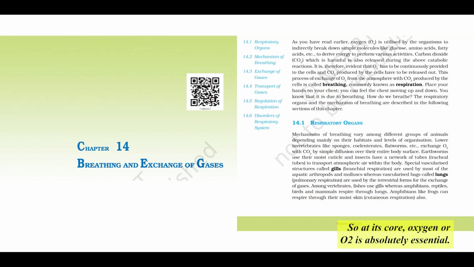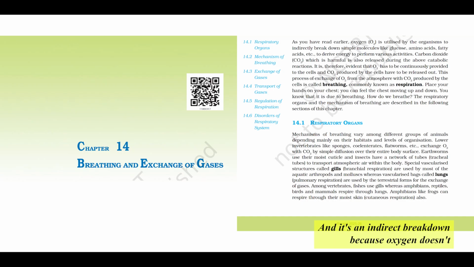So at its core, oxygen, or O2, is absolutely essential. Why? Because organisms utilize it indirectly to break down simpler food molecules. Think of substances like glucose, amino acids, fatty acids. These are your body's main fuel sources, right? When these molecules get broken down through various metabolic pathways, energy is derived. This energy, primarily in the form of ATP, is like the direct currency that powers every single cellular activity in your body, from the slightest muscle twitch to complex thought processes, nerve impulses, even just maintaining body temperature.